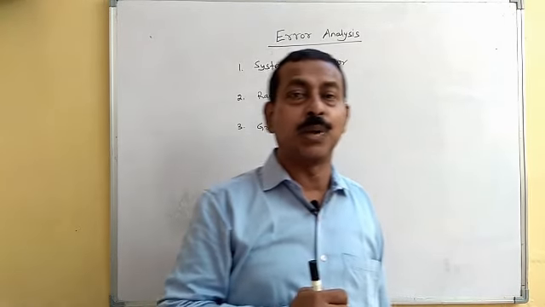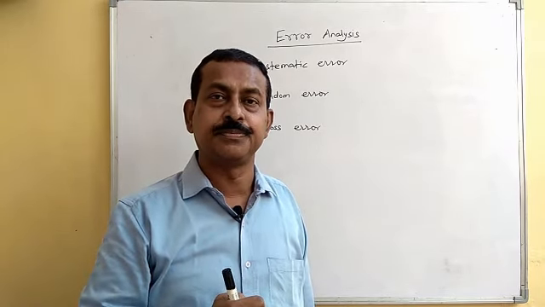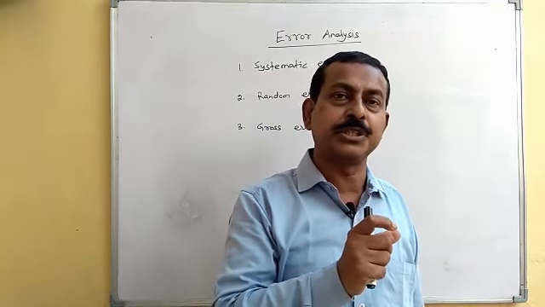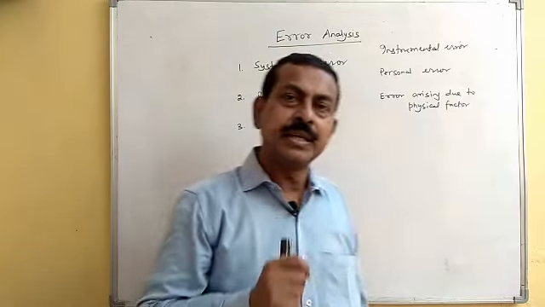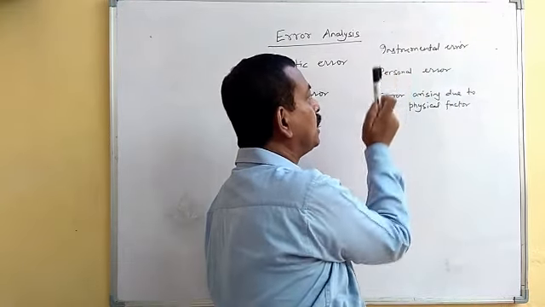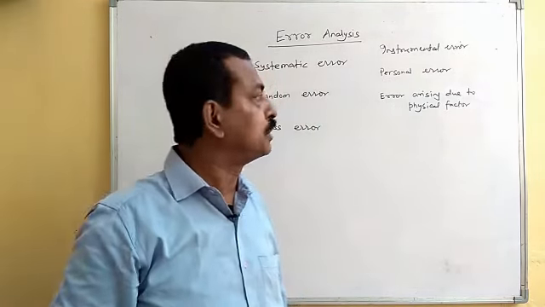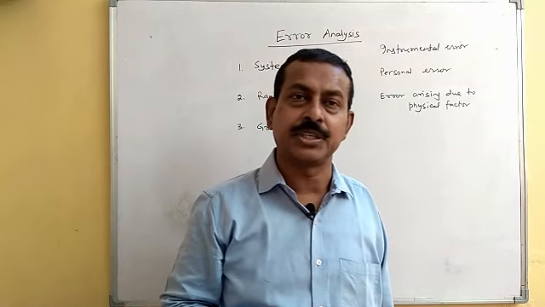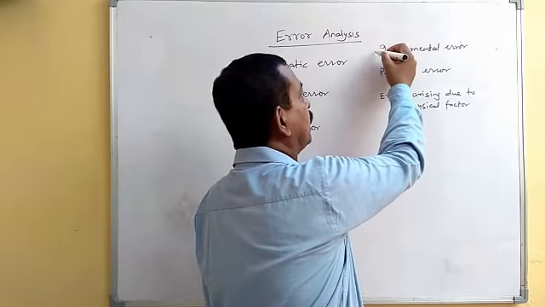Systematic error will be the one we know the exact cause of. So any error we know the exact cause of is termed as systematic error. In systematic errors, we have instrumental error, personal error, and error arising due to physical factors like temperature, pressure, etc. So let's see one by one.